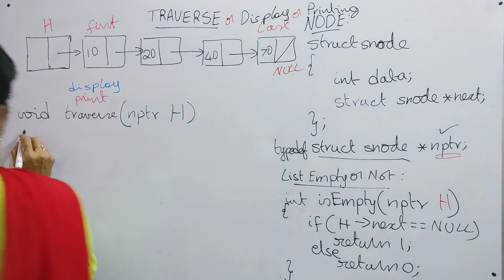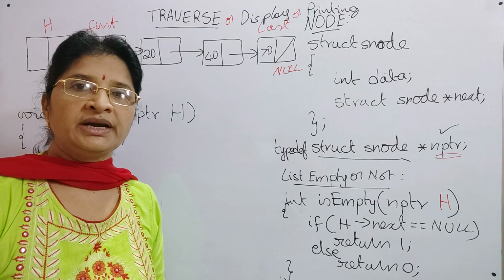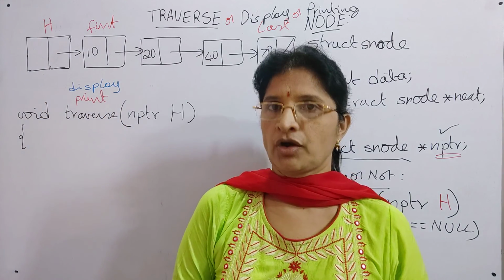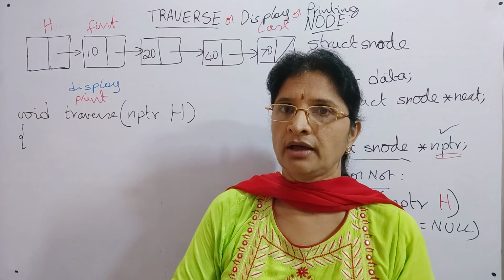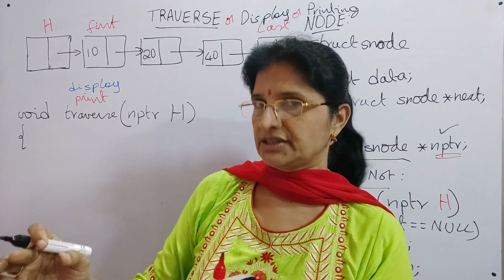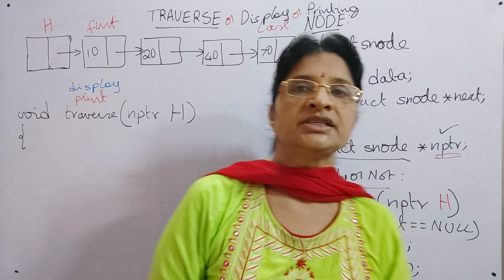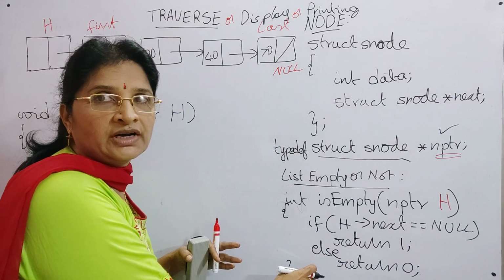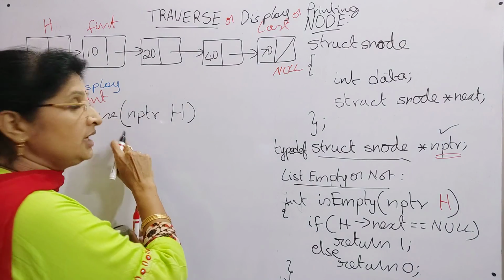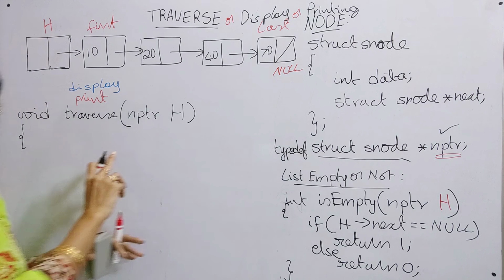Now what are you trying to do? You are trying to print the values. Whenever you try to print the values, first of all you have to check whether the list is empty or not. Then only can you traverse through the list, isn't it? First you have to check whether there are some elements in the list or not. In order to check that, we have already written the function, so you can call this function here for checking whether the list is empty or not.